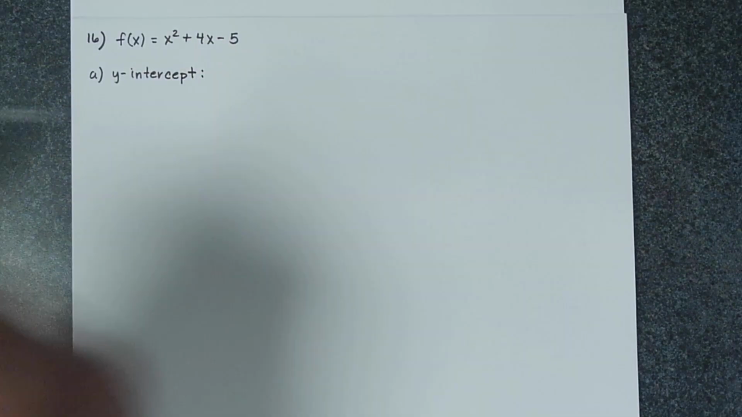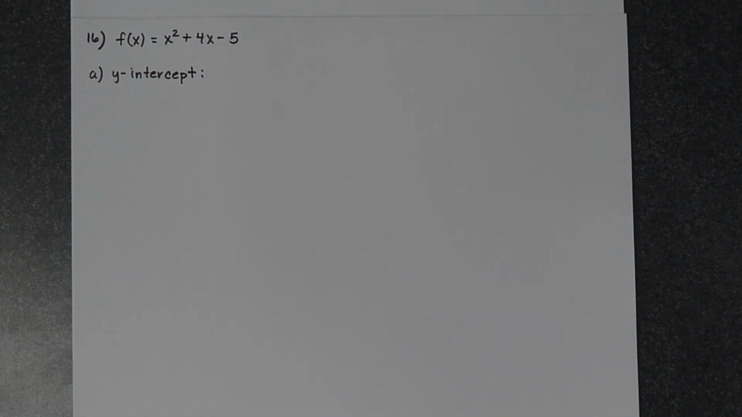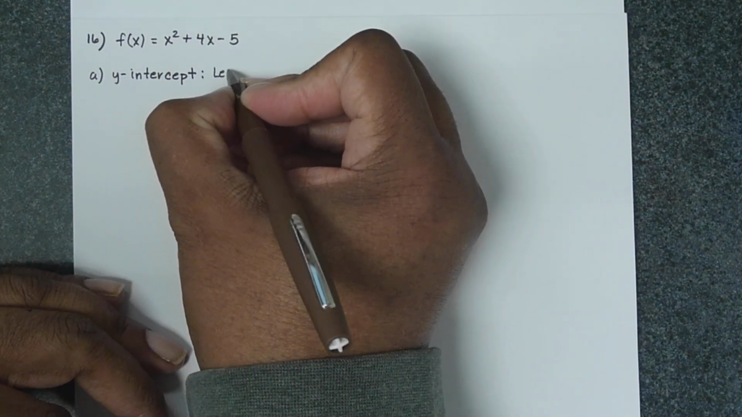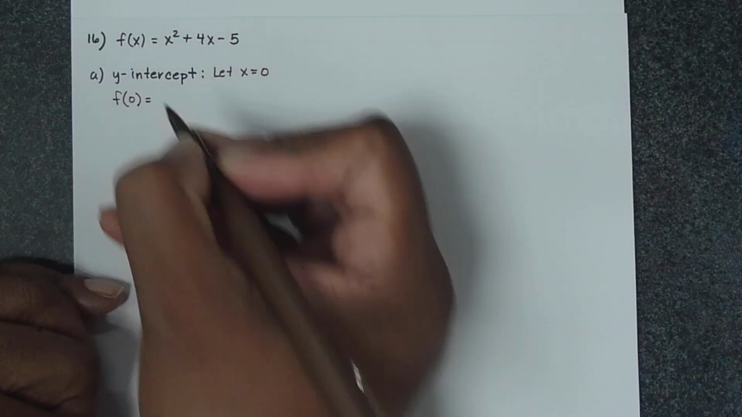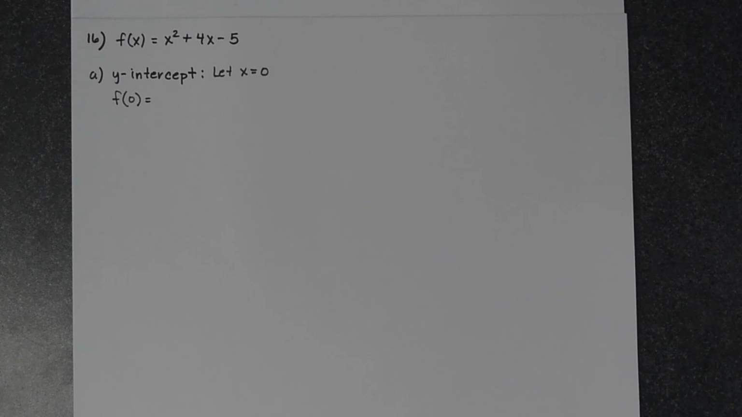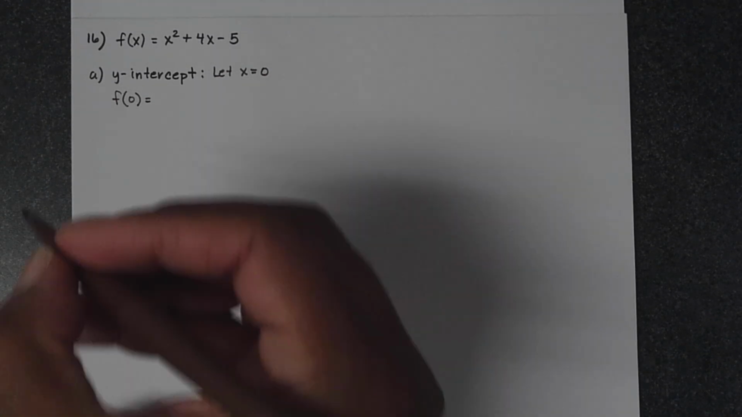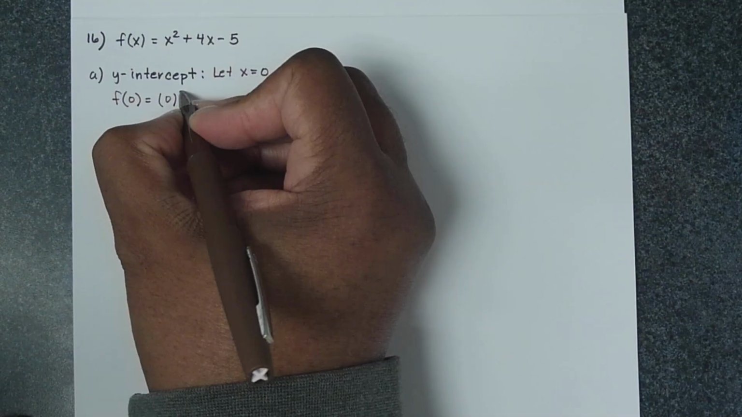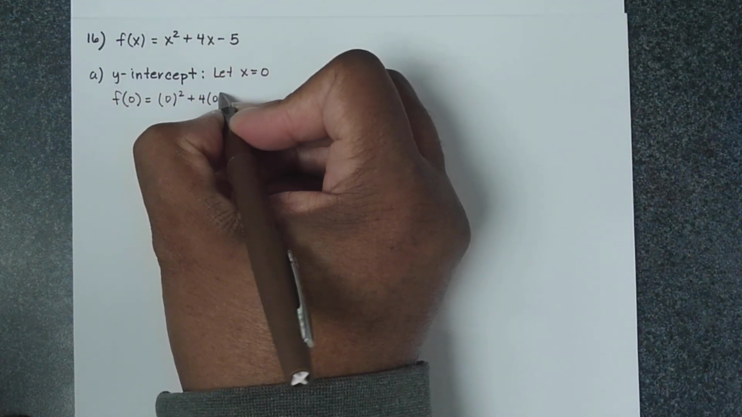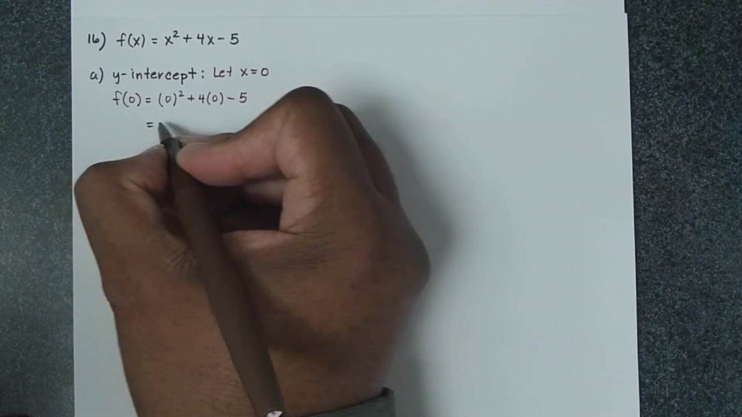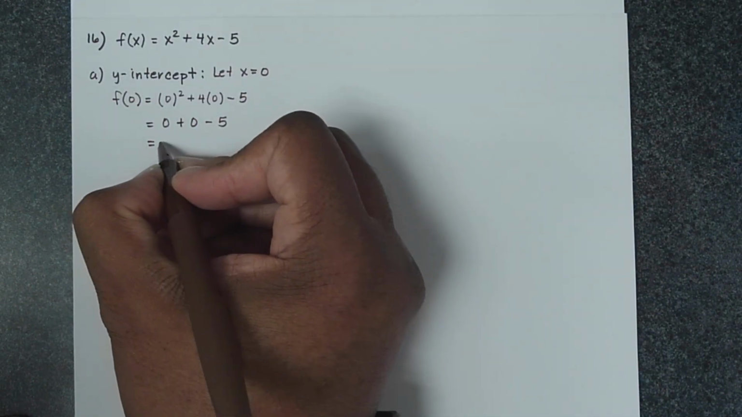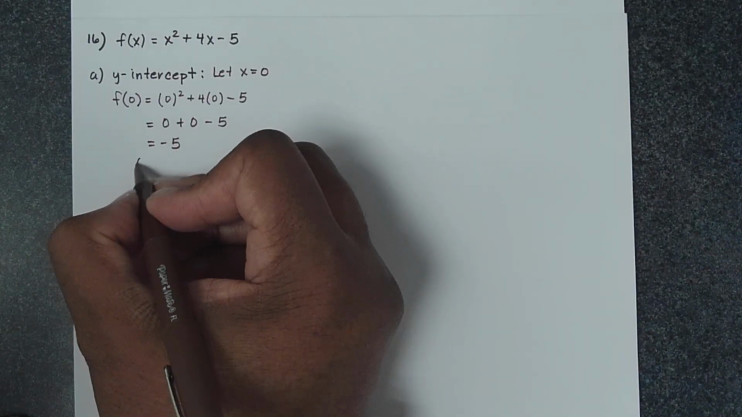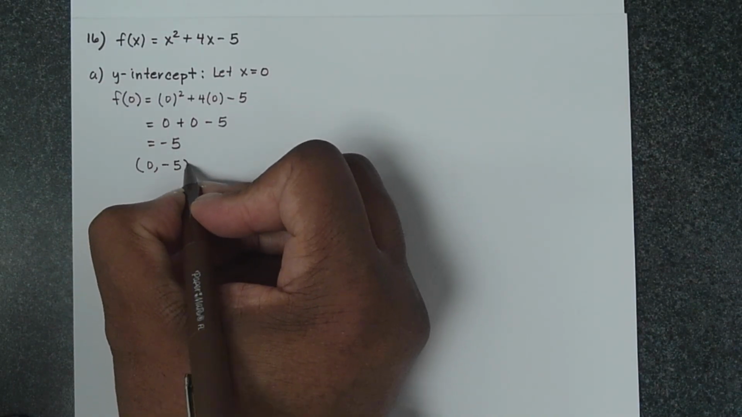Anytime you're finding the y-intercept, you always let x equal 0 and solve and simplify. So we're going to evaluate f of 0 by substituting every x in that function with 0, which should be quite easy in this case because this is going to be 0 squared plus 4 times 0 minus 5. 0 squared is 0. 4 times 0 is 0, minus 5 ends up being negative 5. So the ordered pair for the y-intercept would be (0, -5).